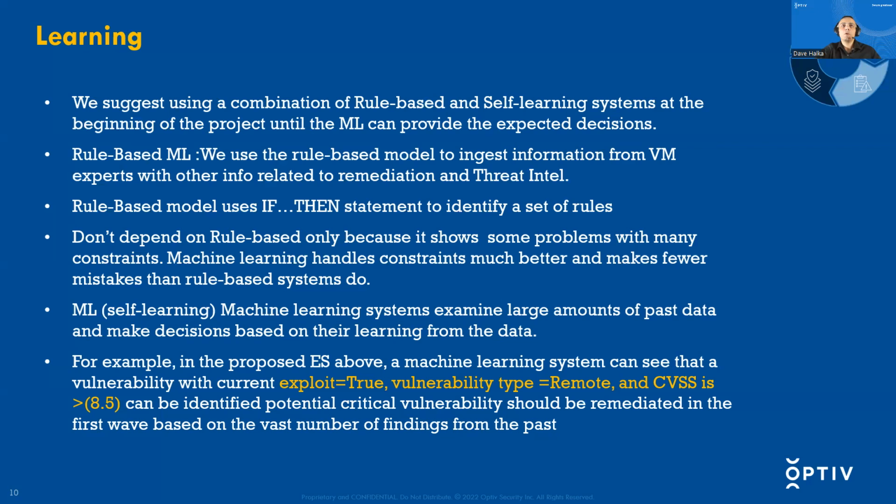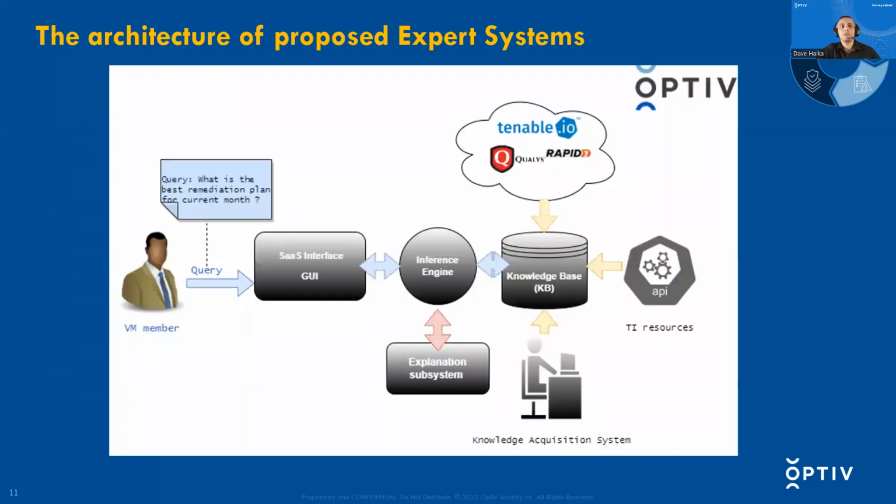For the rule-based model, it's very simple. If you think about it, in a small statement, it's just if and then. You can say something like, please provide me a solution if exploit is true, vulnerability type is remote attack, and CVSS score is over 9 or 10.